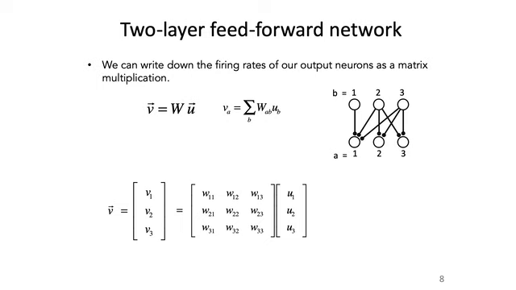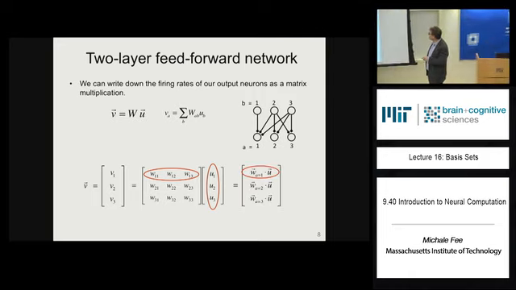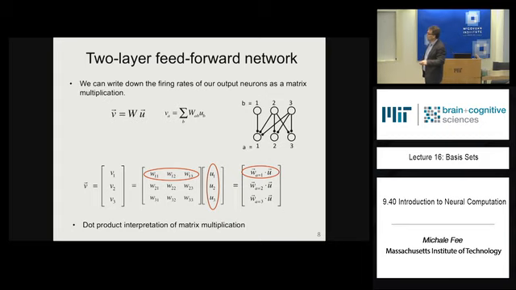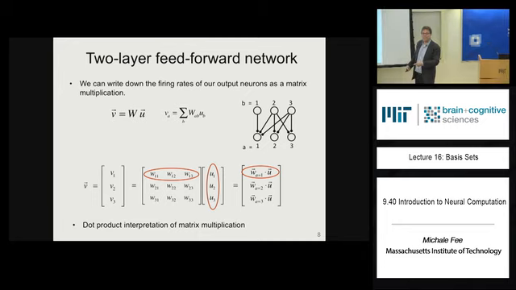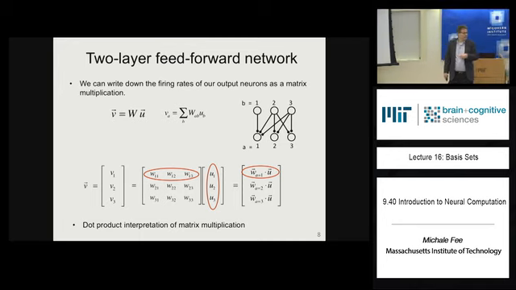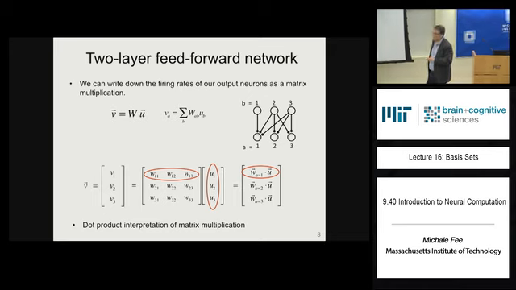We can calculate the firing rate of the first neuron in the output layer as the dot product of that row of the weight matrix with that vector of firing rates. Okay? And that gives us the firing rate. V1 is then W of a equals 1 dot u. Okay. That is one particular way of thinking about how you're calculating the firing rates in the output layer, and it's called the dot product interpretation of matrix multiplication.